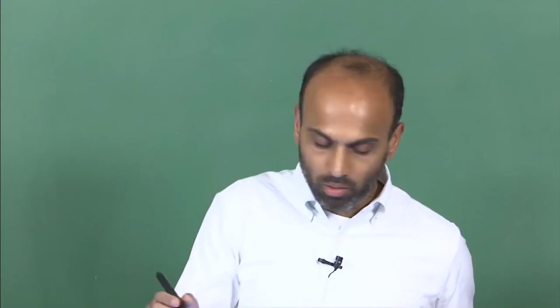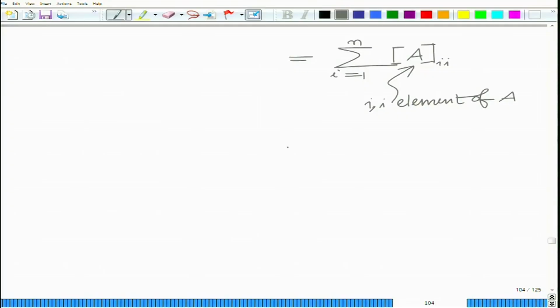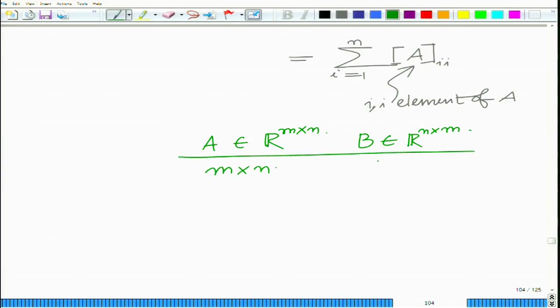Okay. Now, I have not yet got to the property, the problem that we want to prove. We want to show that for any two matrices, let us consider A belonging to M cross N, and B belonging to N cross M. So, A is M cross N and B is N cross M, so that we can multiply A and B. Then we can show that trace of AB equals trace of BA. This is an interesting property.